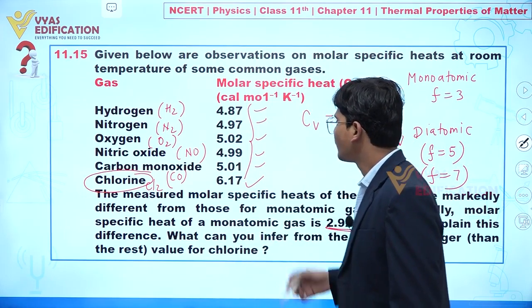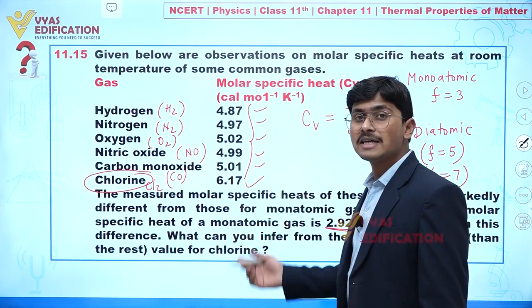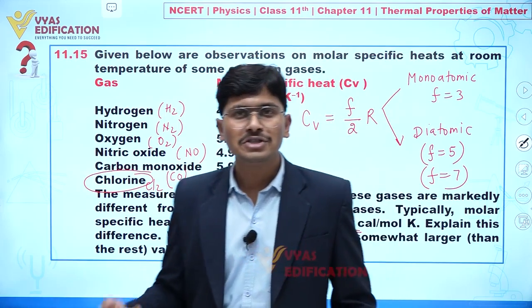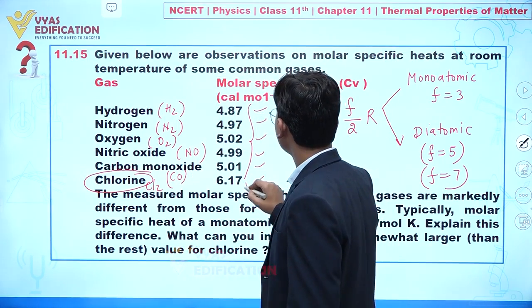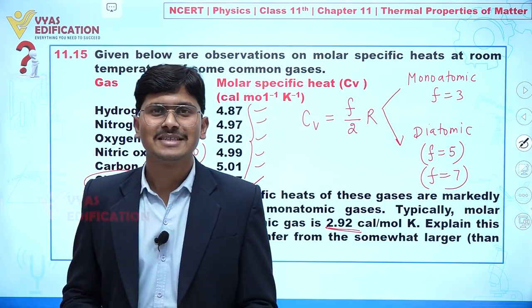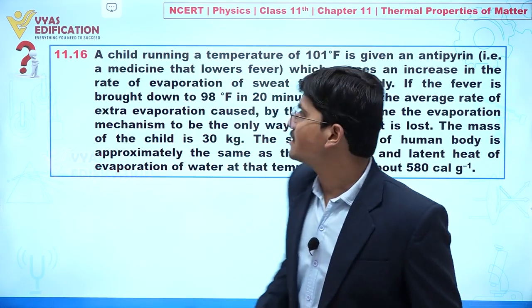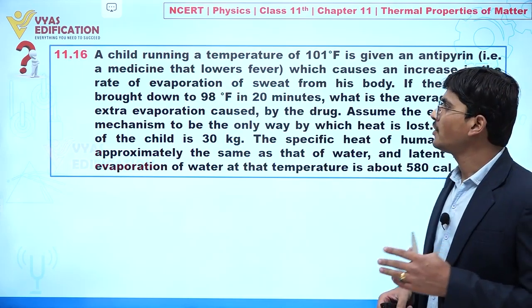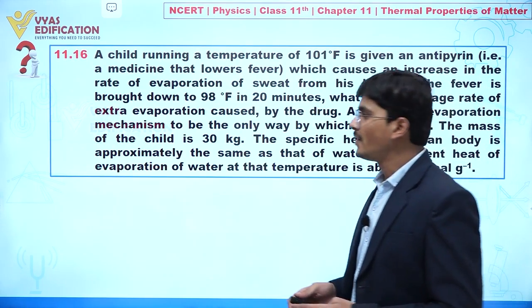And what if you consider a diatomic gas as well as the vibrational mode of degrees of freedom? At that time this value is near about 7. Clear? So this is all about this question. Now students, we are going to discuss question number 11.16. Again, a very good question.